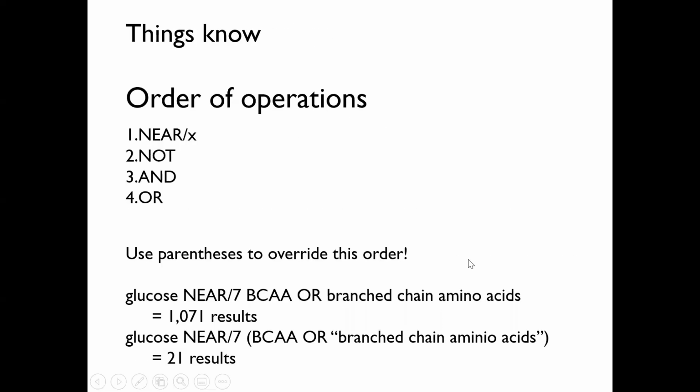Oops, sorry. In this case, we'd have the results that have glucose near BCAA, or we'd have results that have glucose near branched chain amino acids. But in either case, we'd have glucose and one of the variations of BCAA in the results. So it would be what we were looking for, presumably.